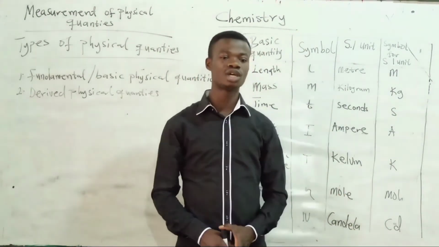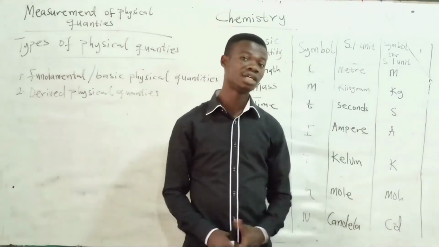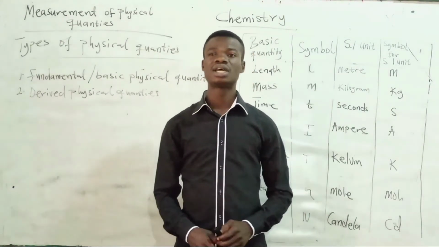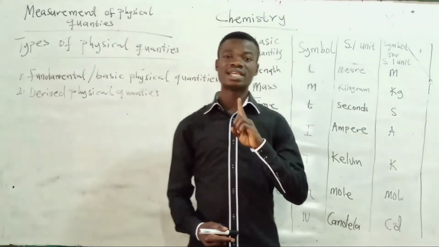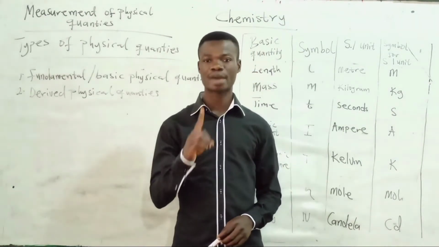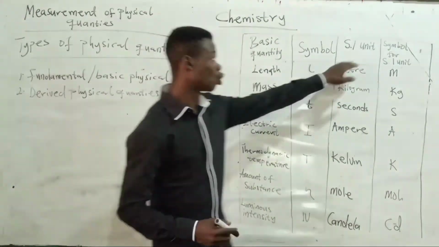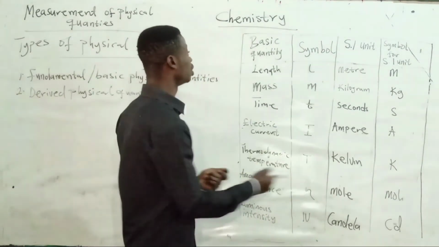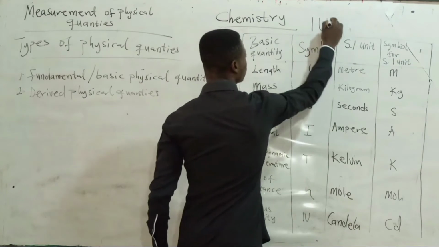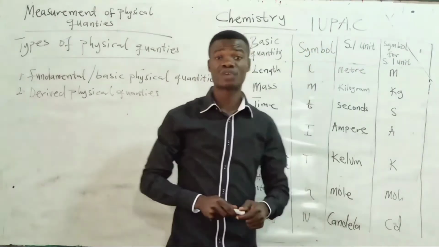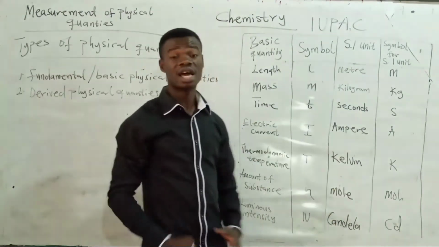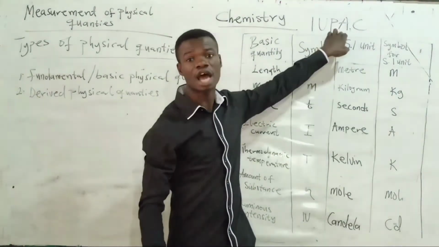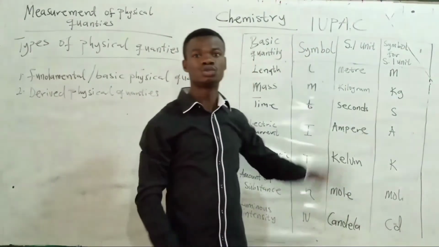Now, maybe you've heard of SI units and also IUPAC. I've explained the meaning of SI unit. IUPAC is an abbreviation for International Union of Pure and Applied Chemistry. Maybe you've come across it because it normally goes with SI unit. Let me write it for you. IUPAC. Maybe you've come across it, but you don't know the meaning. Its meaning is International Union of Pure and Applied Chemistry. I want you to take note of that.